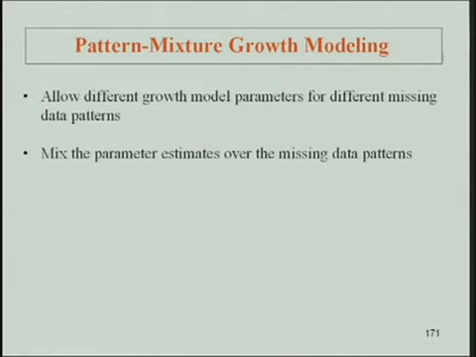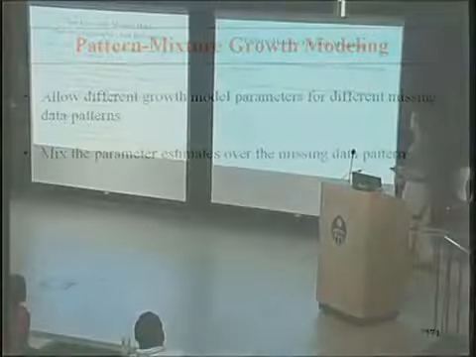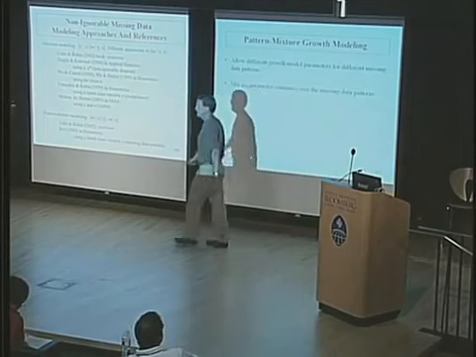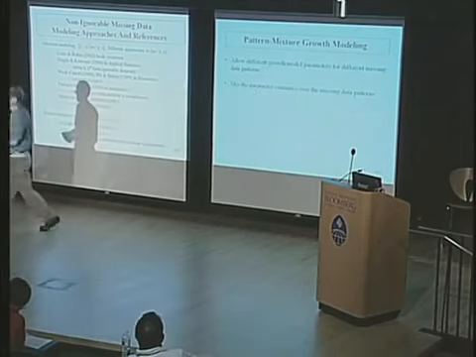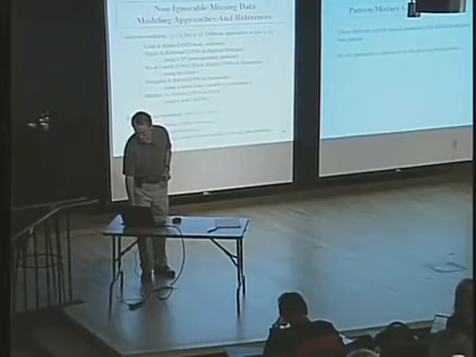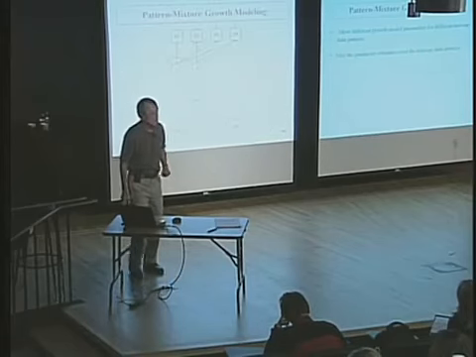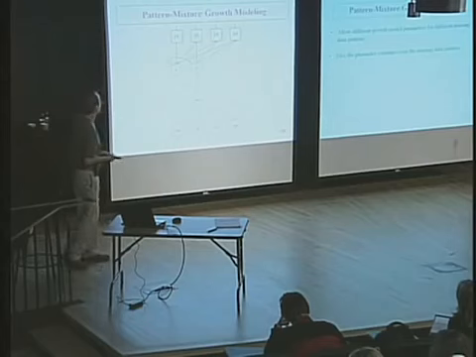That's the basic idea. And since we're not interested in a separate growth model for the different missing data patterns, the idea is that at the end, we mix the parameter estimates together over these missing data patterns. So essentially two steps to pattern mixture modeling. And this is a technique that does have an applied literature. I'll point you to that in a second.